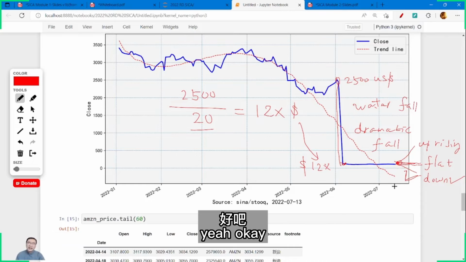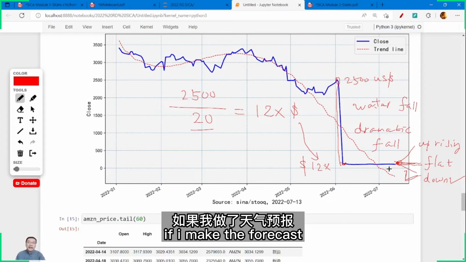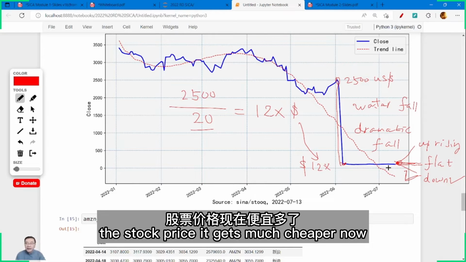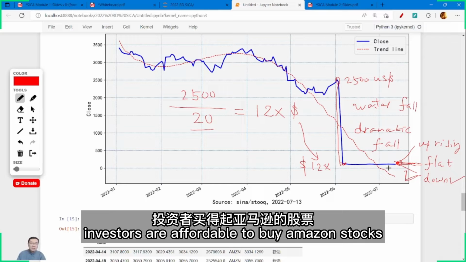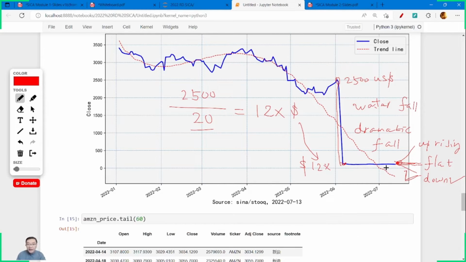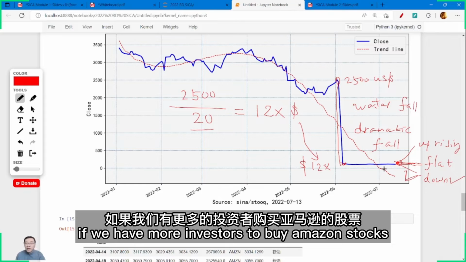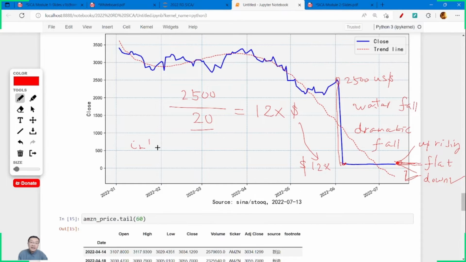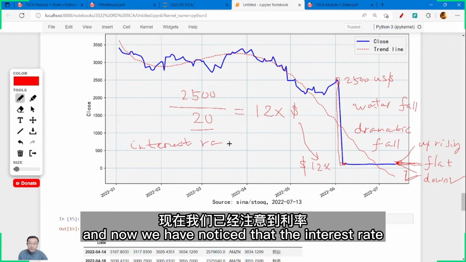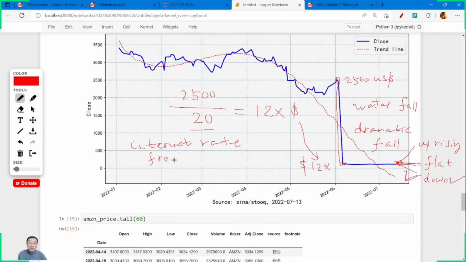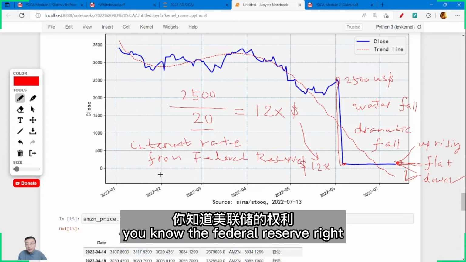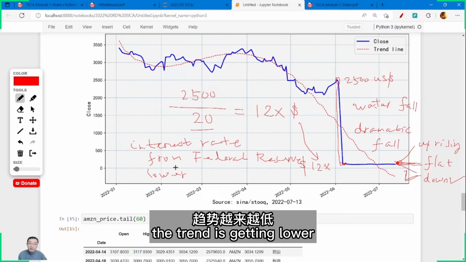Yeah. But if I make the forecast, just as you said just now, the stock price gets much cheaper now, and more investors can afford to buy Amazon stocks. If more investors buy Amazon stocks, the stock price would show an uprising trend. And now we have noticed that the interest rate from the Federal Reserve, the Federal Reserve, right? The trend is getting lower.